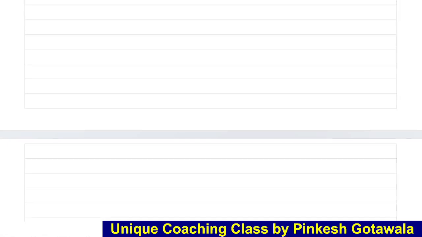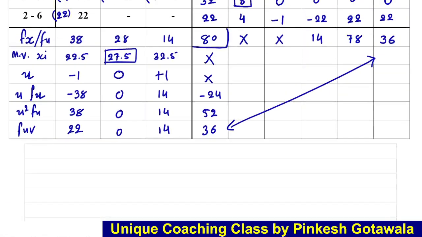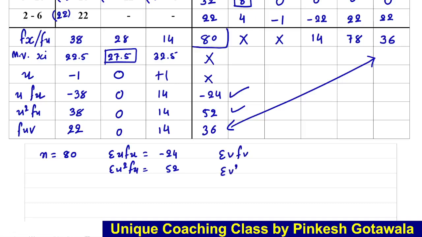But before applying the formula, I told you that you have to write all things, that is the value of n, 80, sigma UFU and sigma U square FU. Okay, write both amounts, that is minus 24 and 52. Later on sigma VFV and sigma V square FV, that is 14 and 78. And last sigma FUV, this was 36.